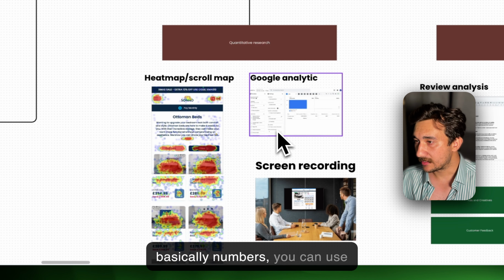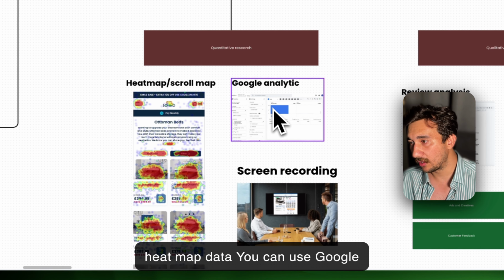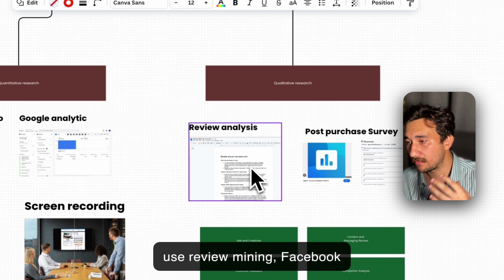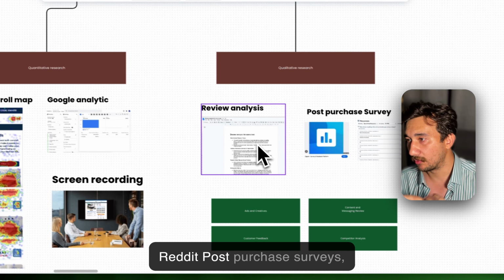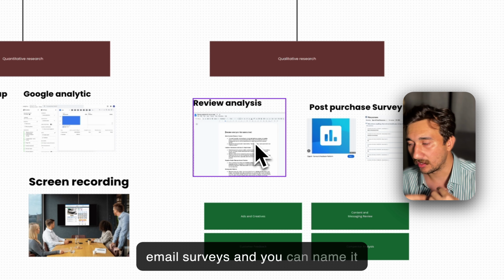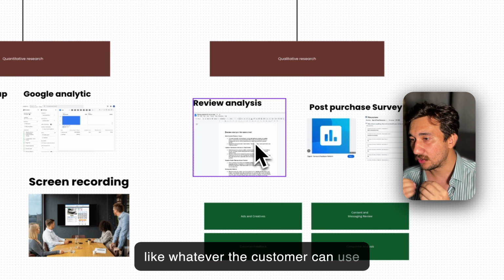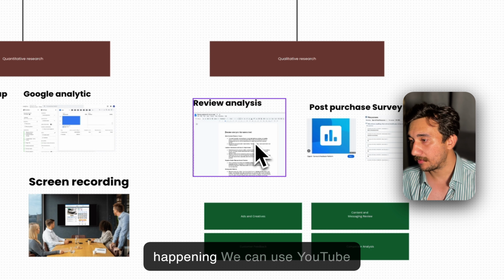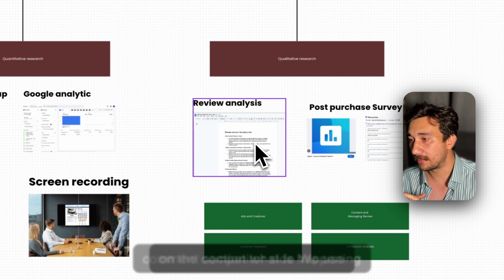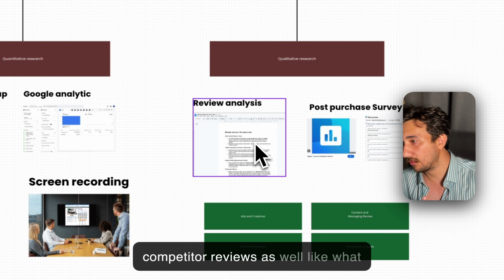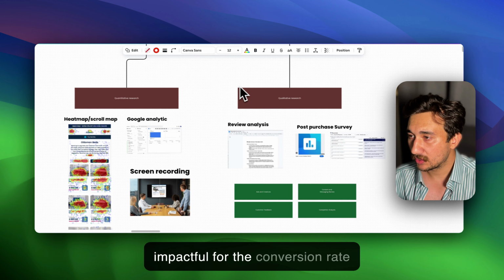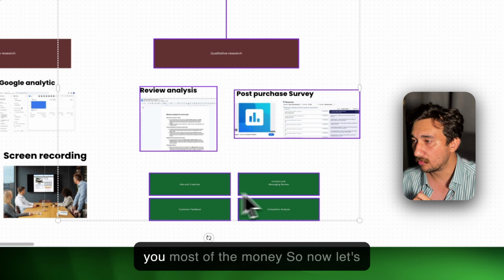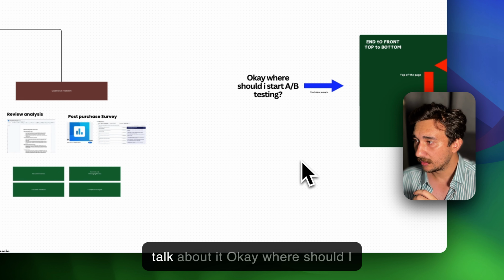So quantitative is basically numbers. You can use heat map data, Google Analytics, and session recordings. For the qualitative side, we use review mining, Facebook comments, YouTube comments, Reddit, post-purchase surveys, email surveys, and you can name it, whatever customers use to talk about your brand. We can use Facebook ads comment sections, Reddit conversations, YouTube comment sections, and we use competitor reviews as well, to see what is happening there. The most impactful for a conversion rate optimization program is qualitative research, this one will make you most of the money. So now let's talk about it.